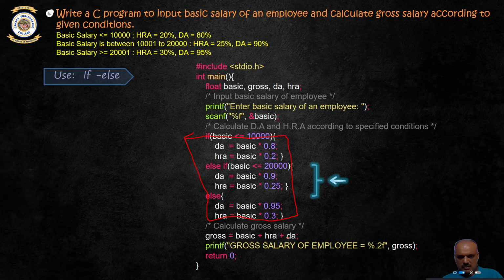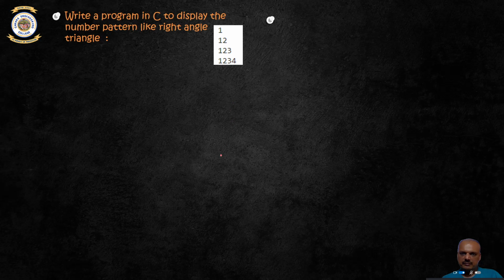Then I calculate my gross based on the basic and the HRA and DA that I have calculated in any one of these three blocks of code. Having calculated the gross, I print out the gross salary of the employee. So I hope it's clear. Let's go to the next piece of code.